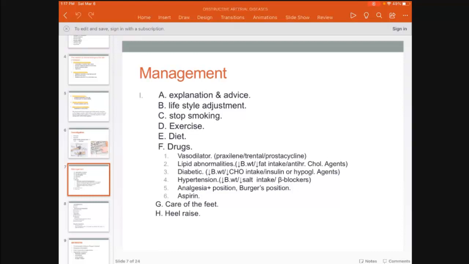And you should advise this patient to stop smoking, and to have a diet regimen low in salt and low in fat, and also to control blood pressure with anti-hypertensive therapy.